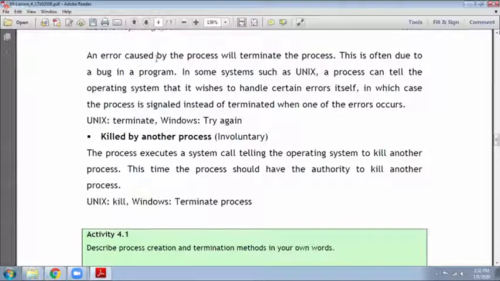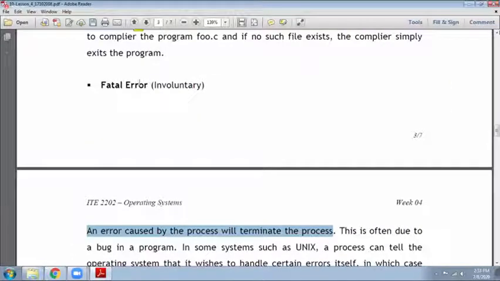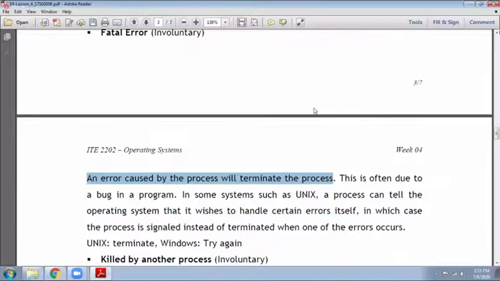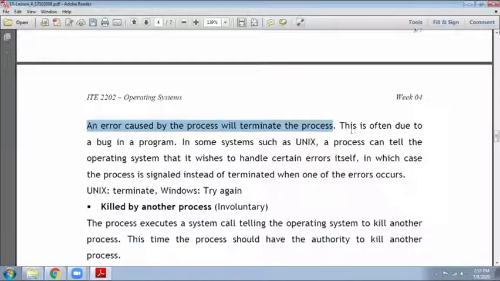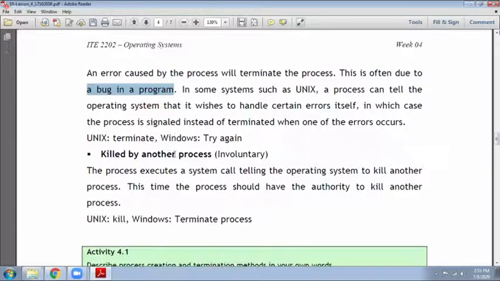Due to error, it can kill your whole executing program, for example. So that kind of error is not a voluntary one, right? It's involuntary. It is not a normal exit. This is often due to a bug in the program. So when you write a program, there can be bugs, errors. Maybe you missed a close bracket, or something. Sometimes you create bugs.